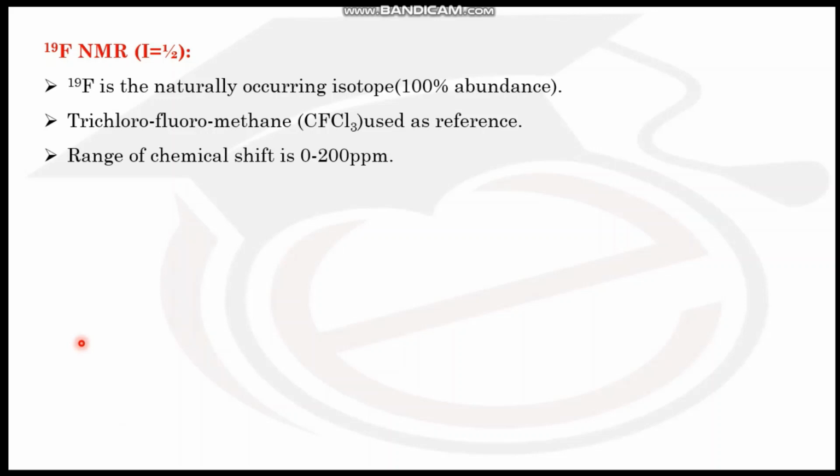The range of chemical shift is 0 to 200 ppm. In HNMR, the range is from 0, or a minus value, up to a maximum of 15, but here the range is 0 to 200 ppm. When compared to HNMR, F19 spectra are well separated. In HNMR the peaks are very close to each other, but in F19 the separation is a little more than in proton NMR.